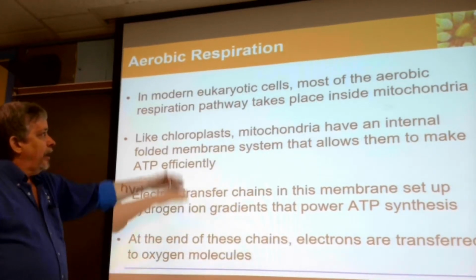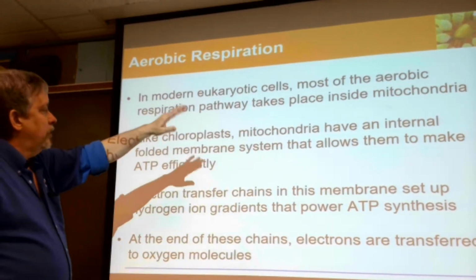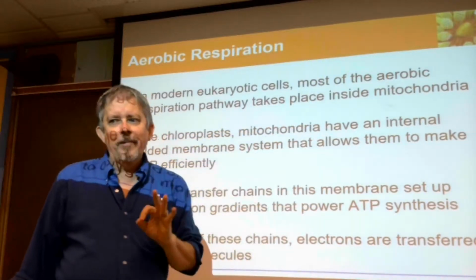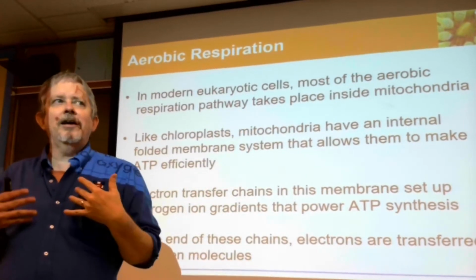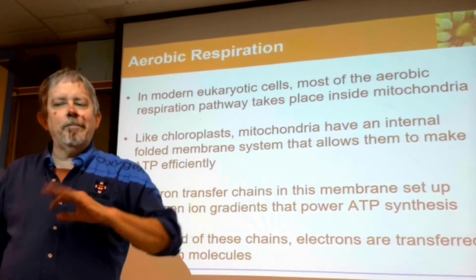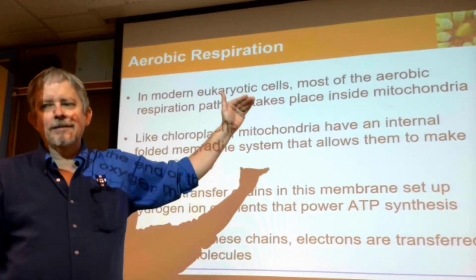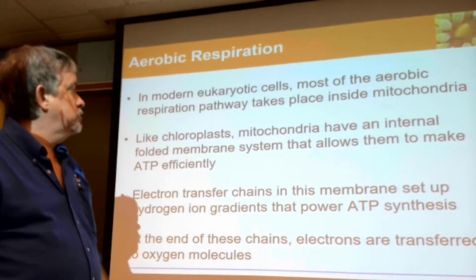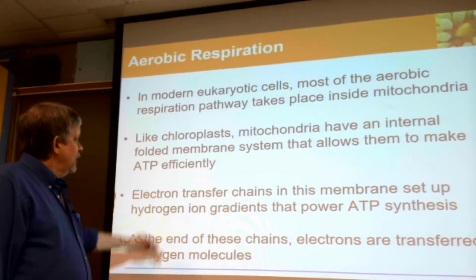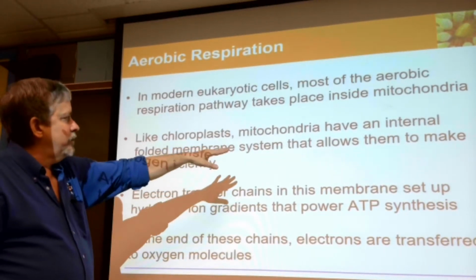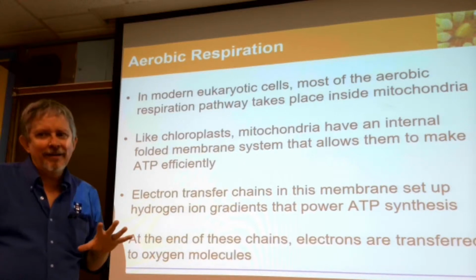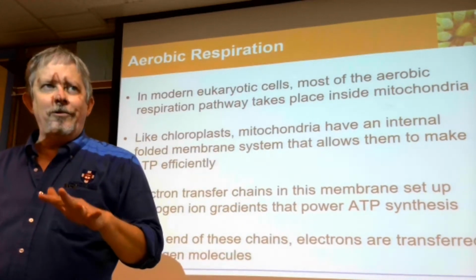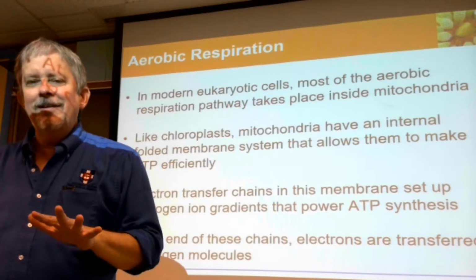In modern eukaryotic cells, most of the aerobic respiration pathway takes place inside of the mitochondria. Remember from chapter 4, inside the cell, the mitochondria was the powerhouse of the cell. It makes the ATP. That's where the sugars are broken down if oxygen is present. Like chloroplasts, the mitochondria have an internal folded membrane.